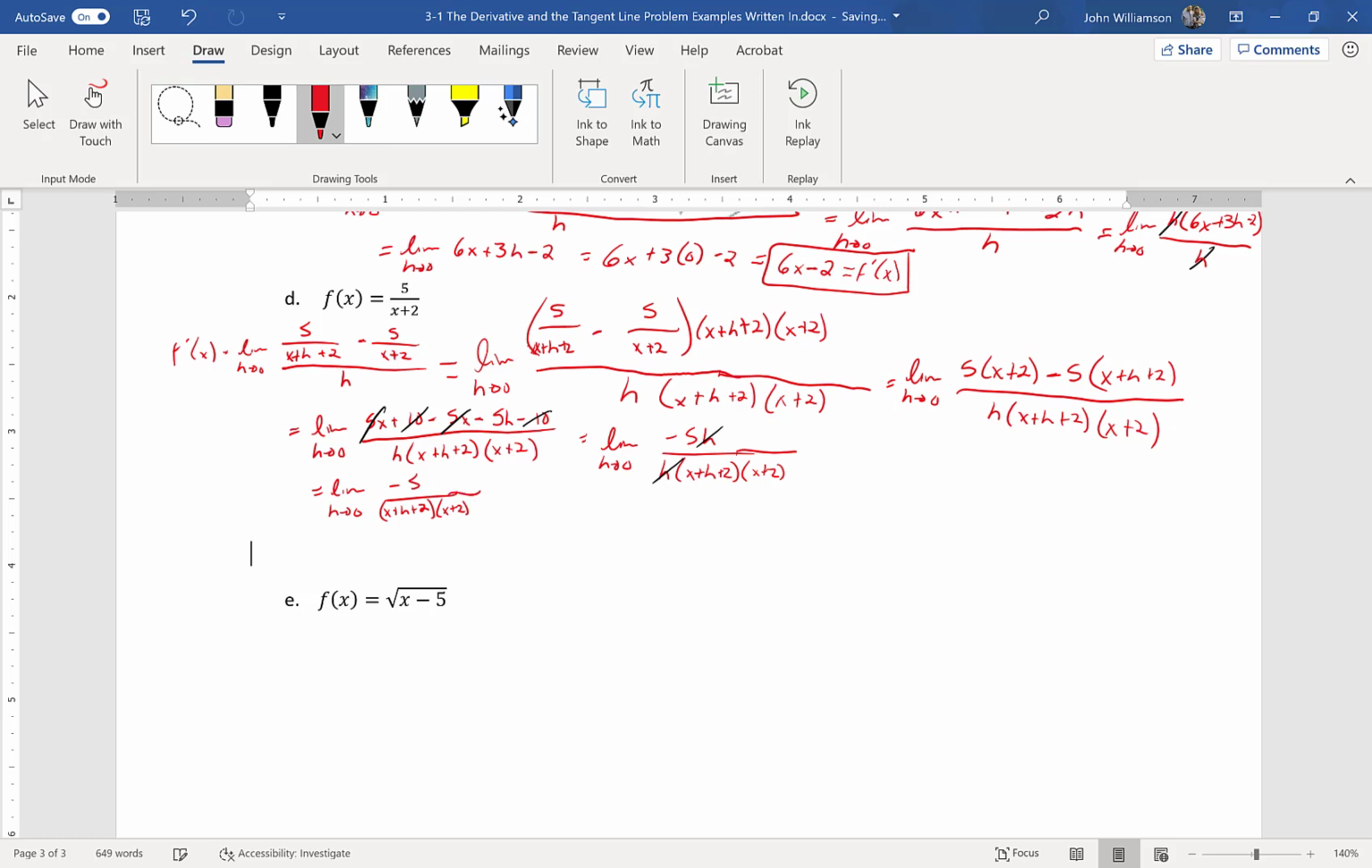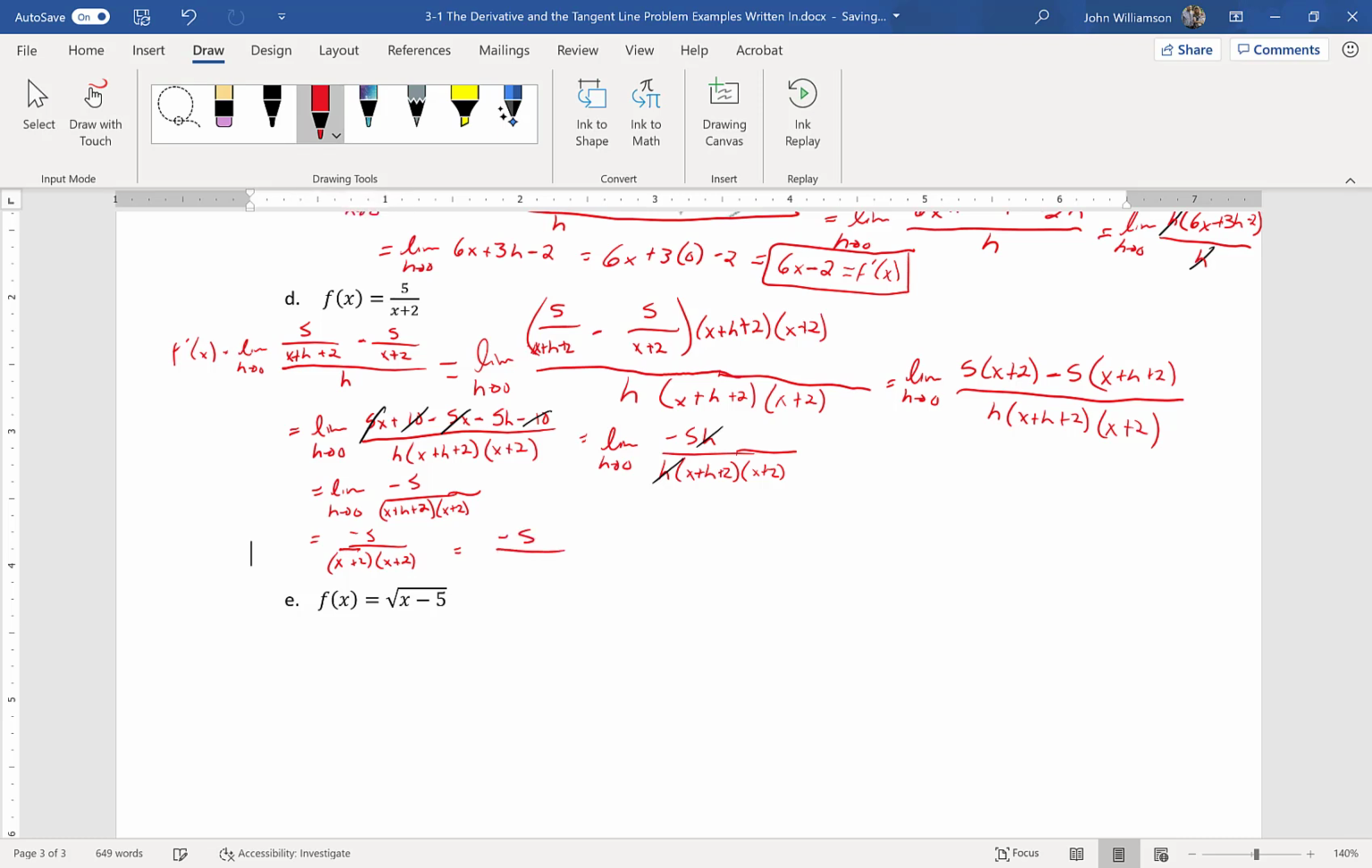Now it doesn't look like there's anything else I can do. I've still got an h in the denominator. So what can I do? Well, if you look at it though, what's going to happen? We're not going to have division by 0 if we substitute in now, are we? So let's go ahead and substitute in for h. So this becomes then negative 5 over x plus 0 plus 2, so just x plus 2 times x plus 2, right?